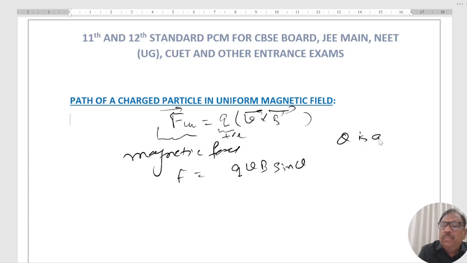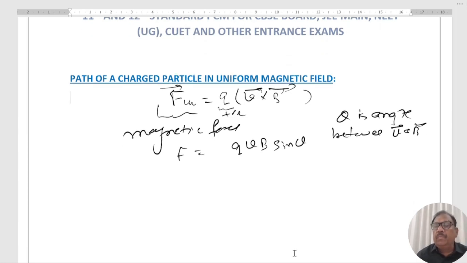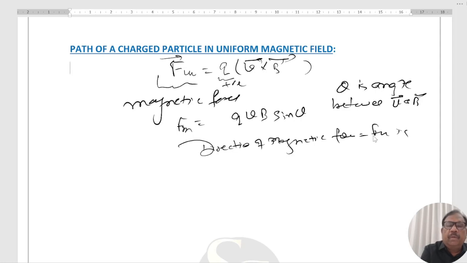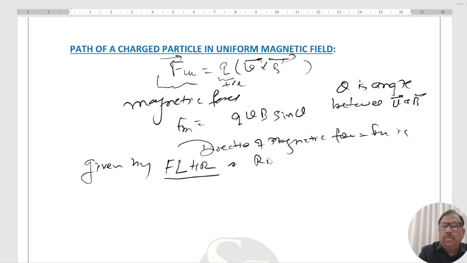Theta is the angle between V and B, right? And the direction of magnetic force Fm is given by Fleming's left hand rule or right hand palm rule.